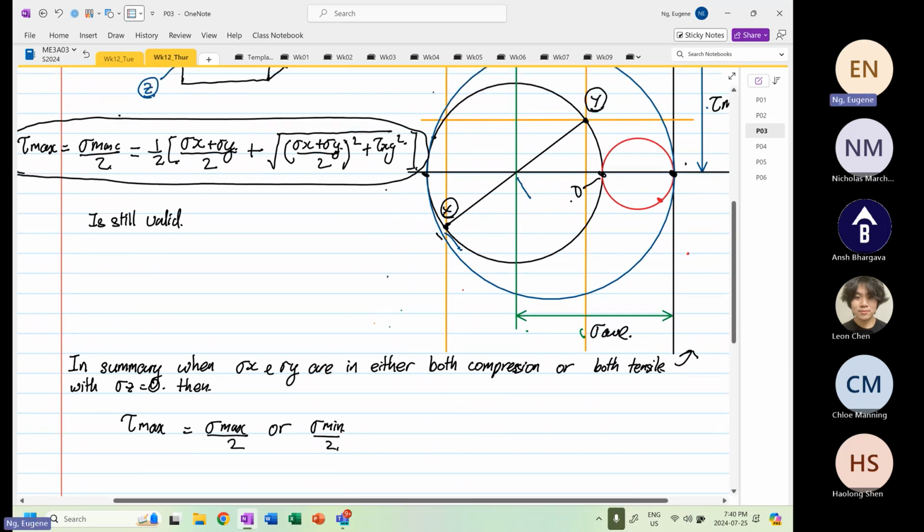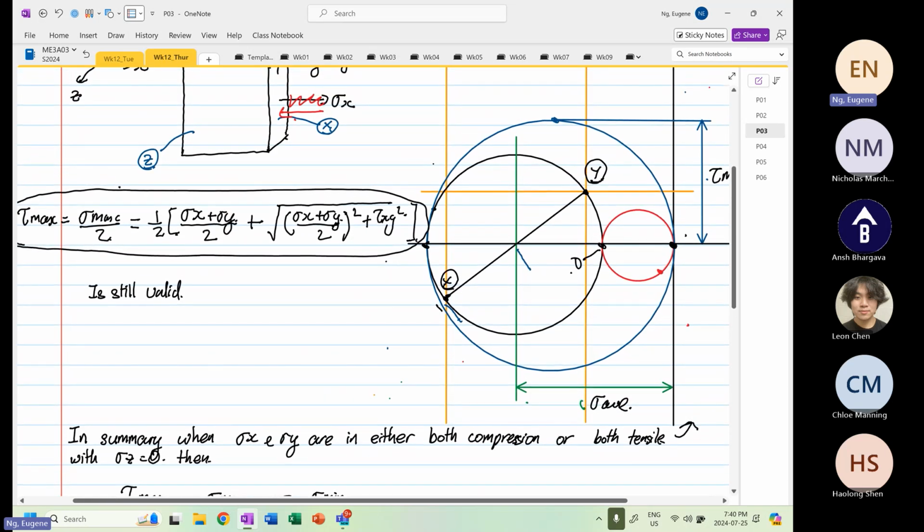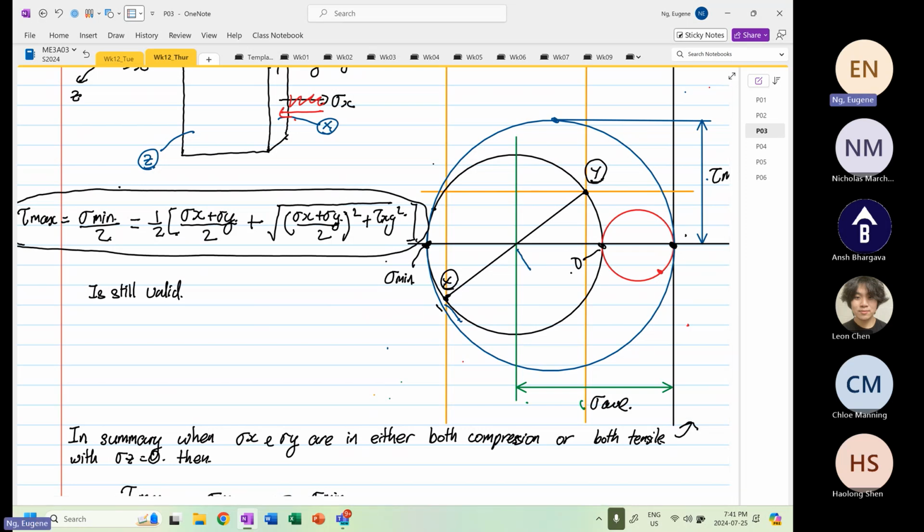Because over here, the only thing that is different is this point is equal to our stress mean. I have to change this. This will be equal to our stress mean divided by 2. As you can see from here, this is one condition.